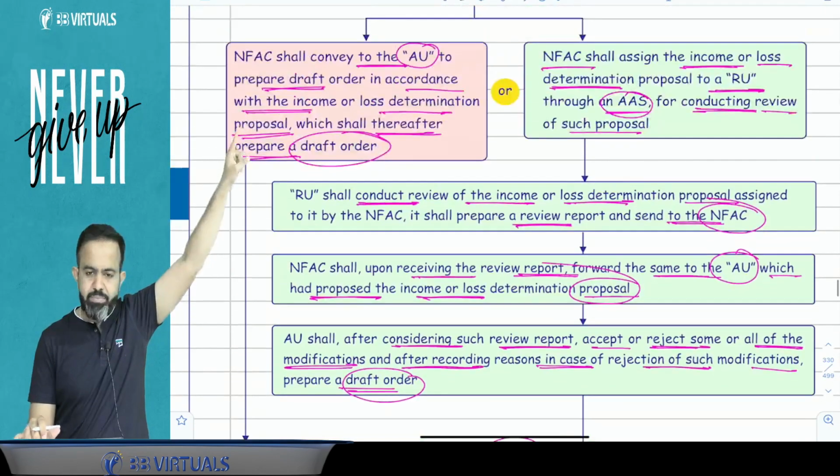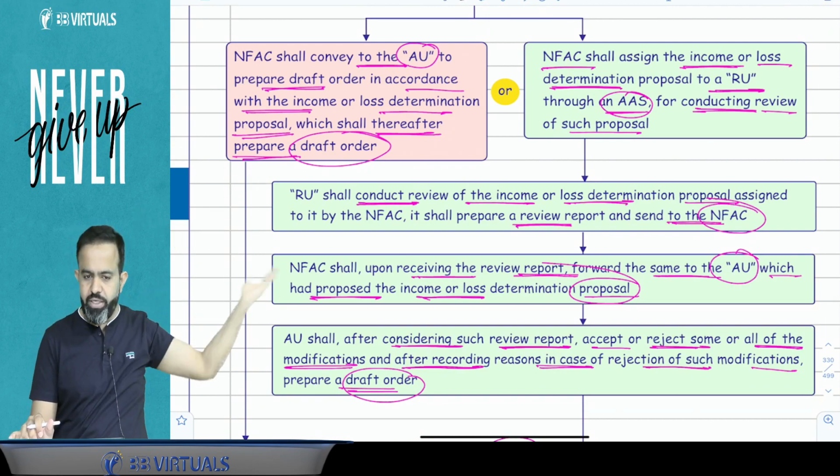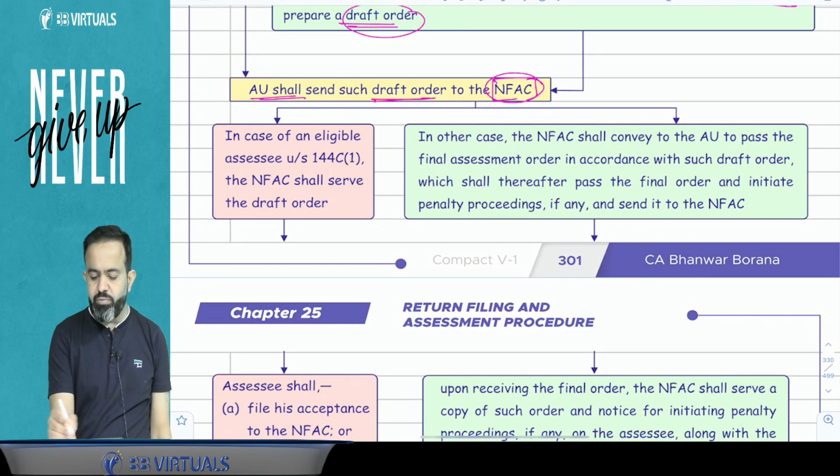The first is a direct case, where NFAC directly tells the assessment unit to prepare the draft order, and the second case is where, after the review unit's suggestion, they prepare the draft order. Now there is a draft order with the NFAC. So here the AU shall send such draft order to the NFAC.